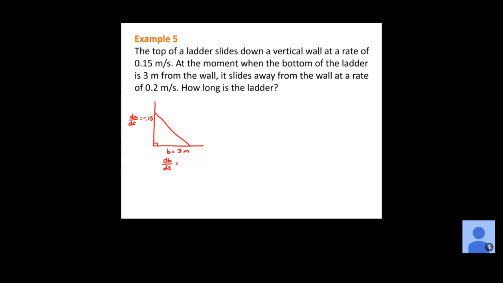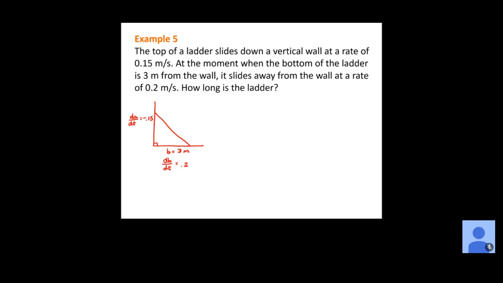All right, and then what's our dB dt going to be this time? That one's going to be 0.2, and that one is going to be positive because as it slides away from the wall, that length is getting longer, right? So just always think about whether those lengths are getting shorter or longer. And if they're getting shorter, make it negative. If they're getting longer, make it positive.